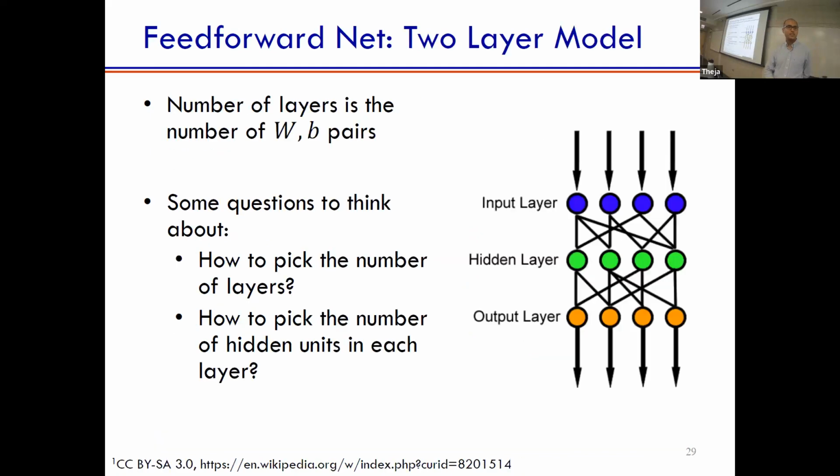So as I said in the previous slide, this feedforward network from the example we've been seeing for the past few slides is called a two-layer network, a two-layer model. The number of layers is essentially related to the number of linear transformations. So the W, V pairs lead to the nomenclature here.